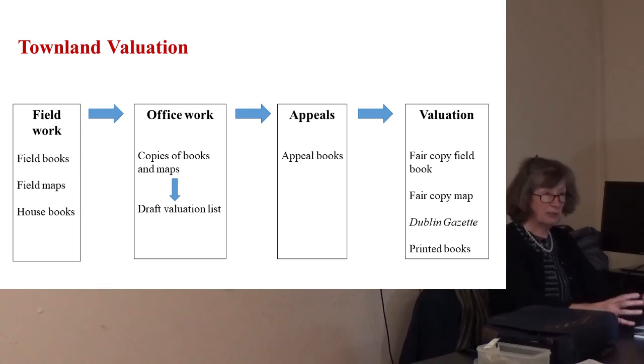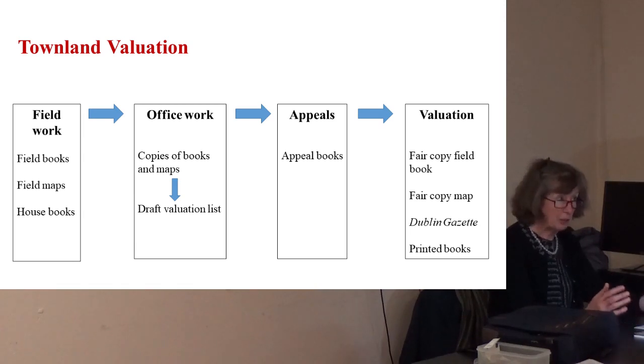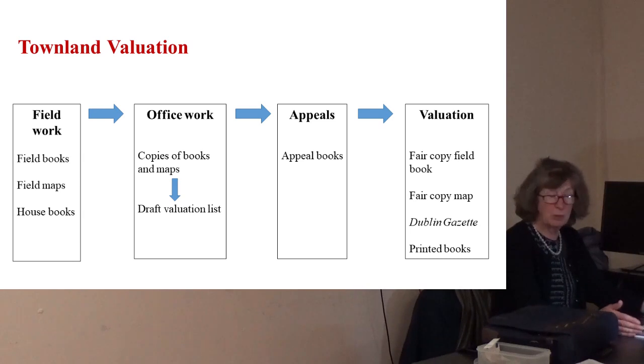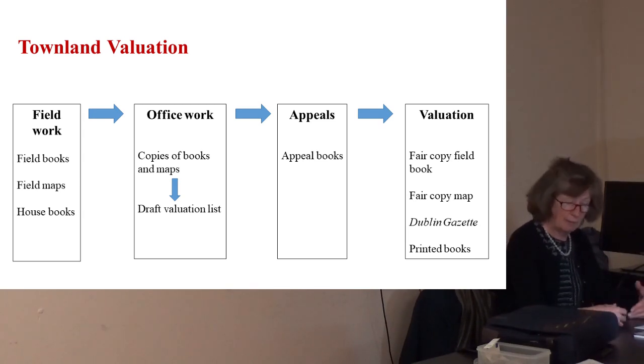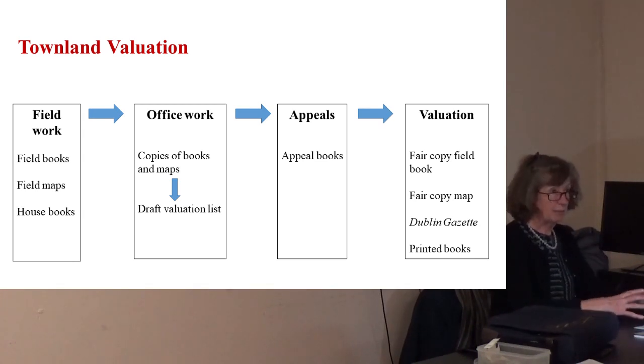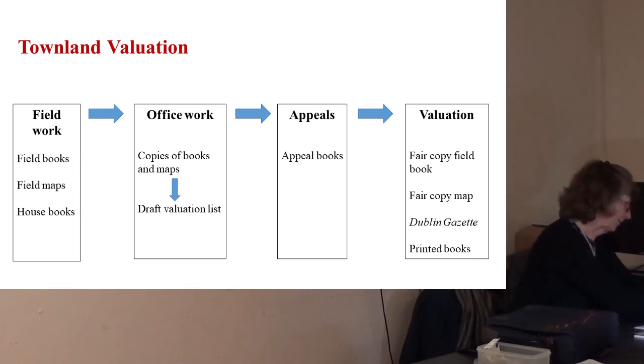They made documents of record that would be there as the reference. If there were any queries about this, they intended keeping these so they could justify the work that they had done. They made fair copy field books, fair copy maps. It was published in the Dublin Gazette, which was the official gazette published by Dublin Castle, and they printed little summaries in books.